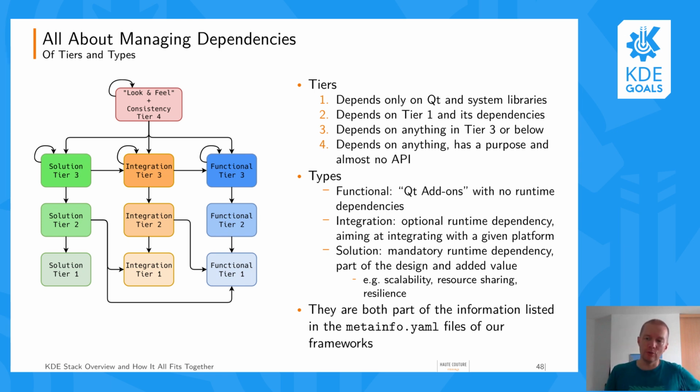Now, there's a tier 4. This one can depend on pretty much anything. This one is a bit special. It's a bit outside of the rest of the model in the sense that it basically has almost no API. It's more that it has a purpose, okay? So that's why it's named look and feel and consistency. We'll get to it at some point in that talk, but this one provides basically no API, but it's the one which provides everything we need to exercise the integration points that we'll see to make sure that the integration between everything happens.